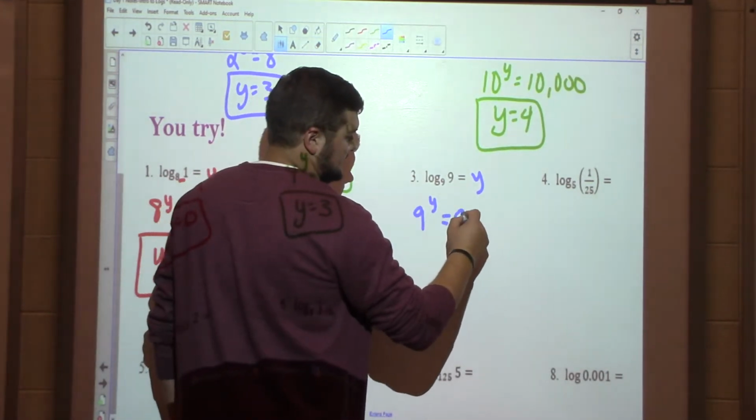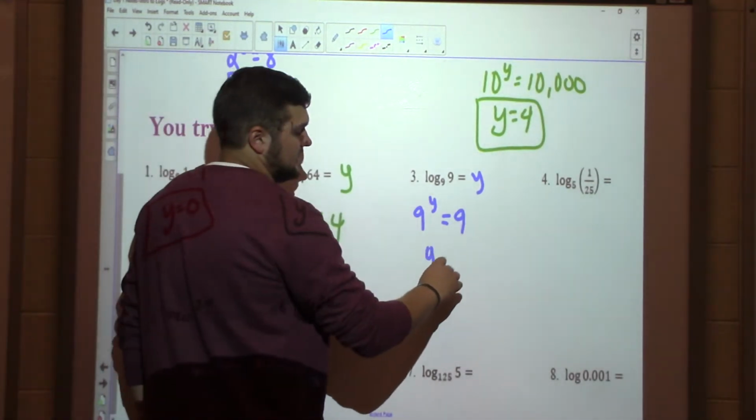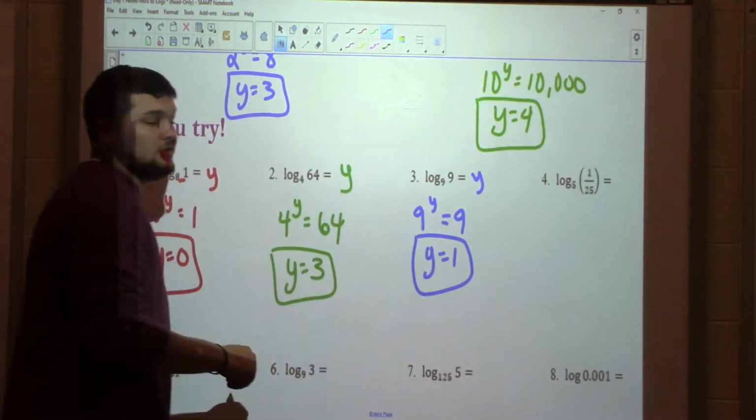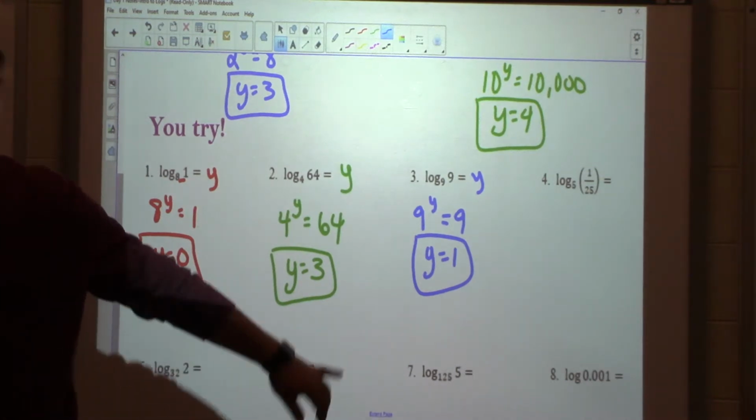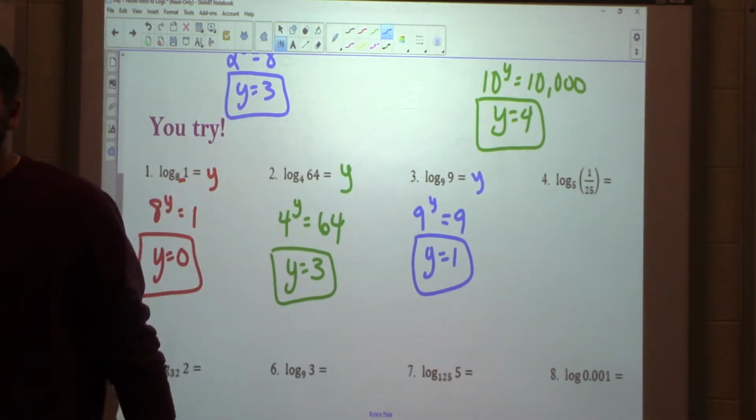9 to the y power equals 9. Well, it's y equals 1. Hey, did I need to switch that one to exponential form? Not really. No, it was one of our special cases. So if you had noticed that our base was the same as what we were taking the log of, you could have been like, oh, that's going to have to equal 1.